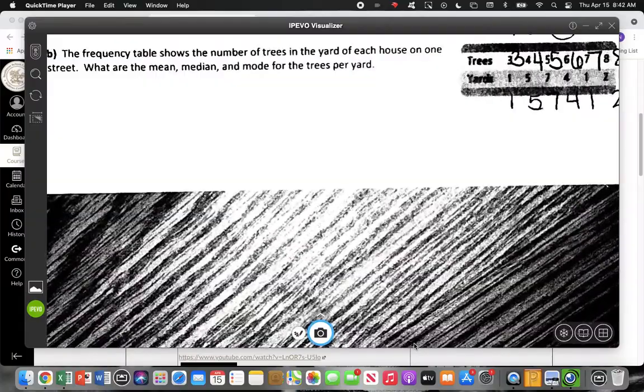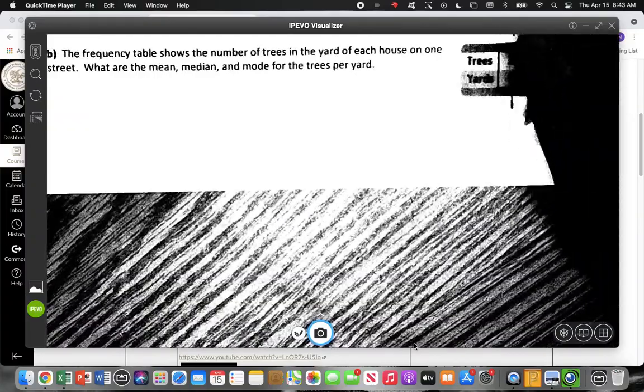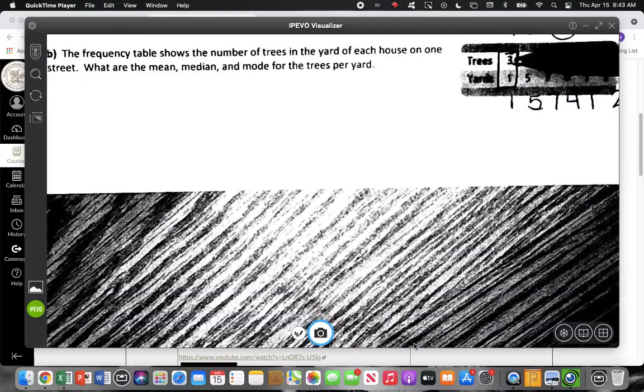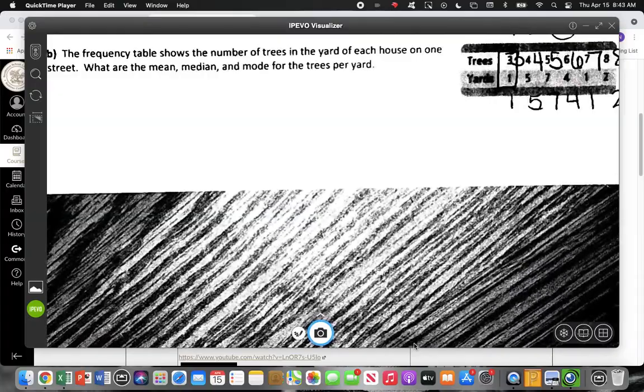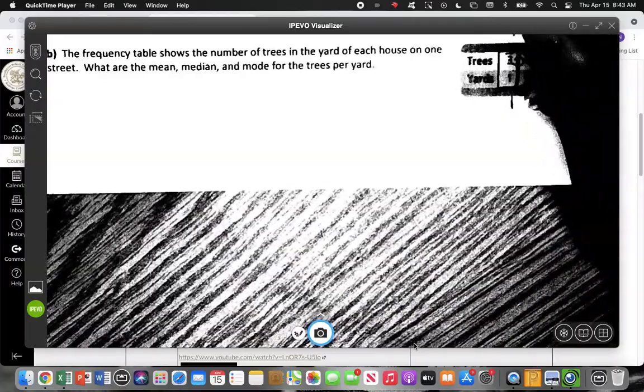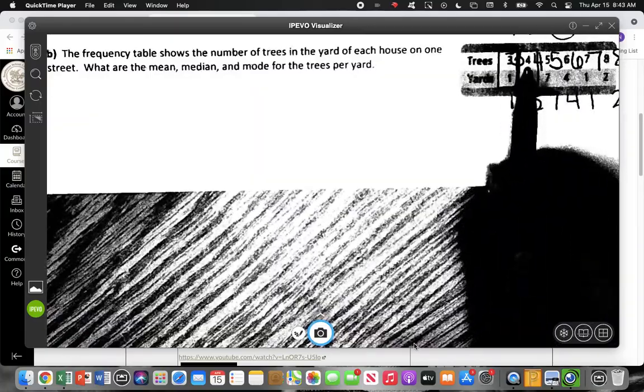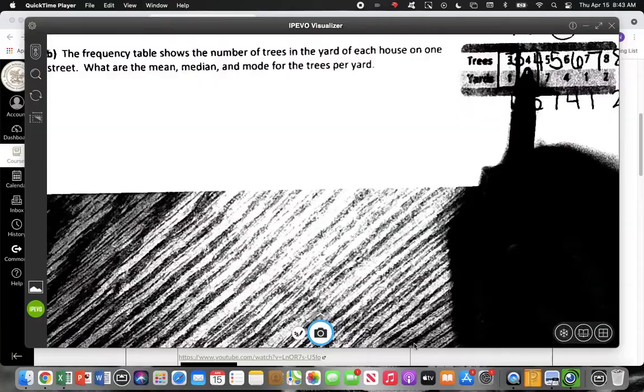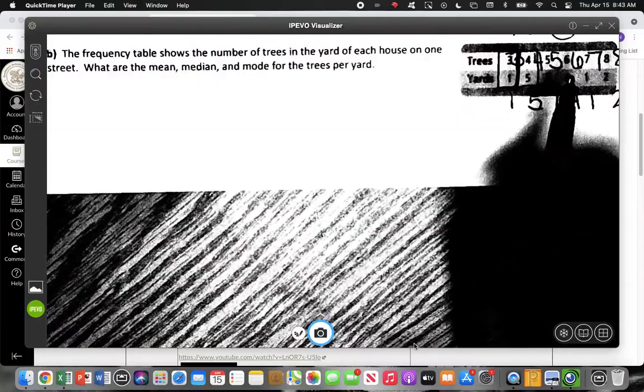All right, so what this is telling us on our table is the number of trees in the yard of each house on a street. This very first box, the number of trees is 3. It is telling us that 1 yard on this street had 3 trees. Does that make sense? The next number, this 4, 5, is telling us 4 trees in the yard, but there were 5 yards that had that same amount.